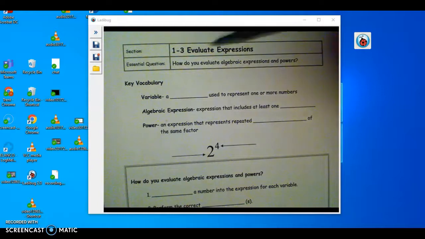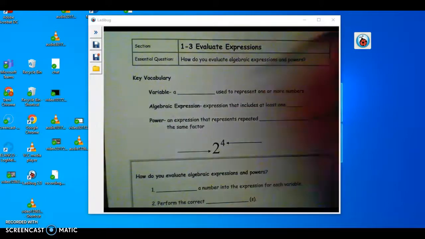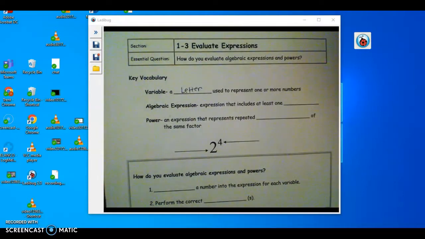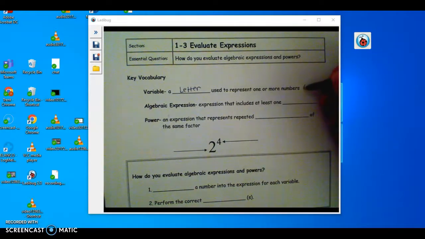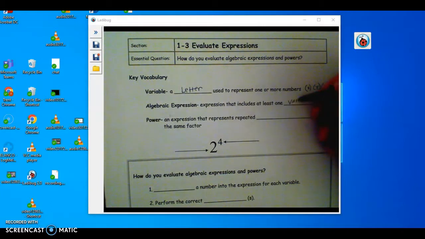All right, the essential question is, how do you evaluate algebraic expressions and powers? So there's some key vocab to go over that you're going to need to know. A variable is just a letter used to represent one or more numbers. Any letter can be used, but typically you see variables like x, y, n. Those are some of the more common ones, but they can be any letter. So an algebraic expression is just an expression that includes at least one variable.